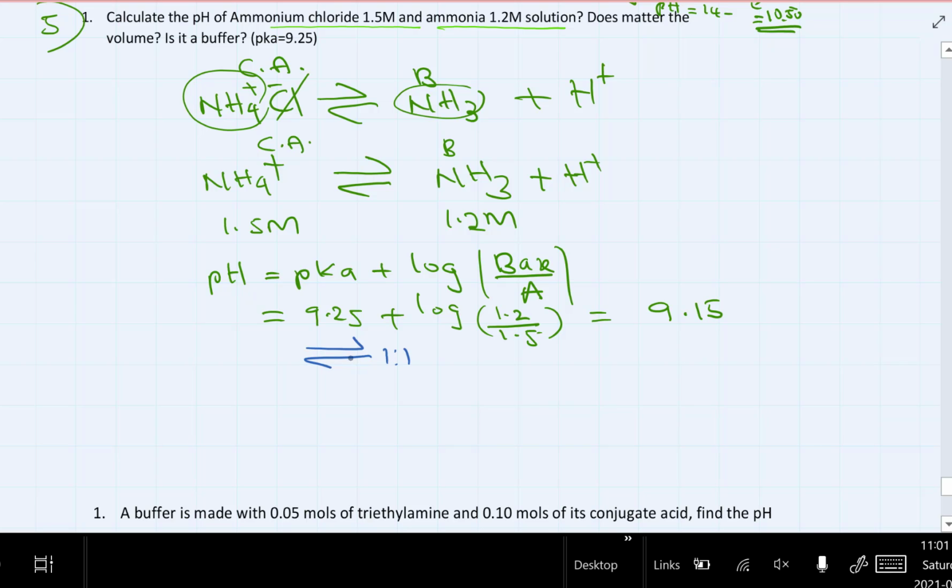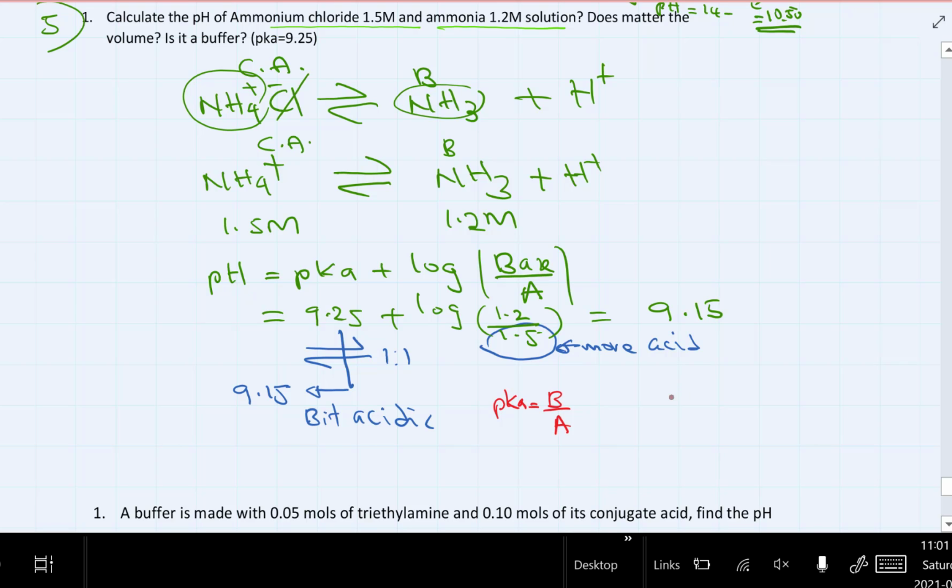Now look at this magic. 9.25 is when it is one on one of the two components, 1 to 1, that will be at equilibrium. That is the pKa. Now we have 9.15, which is a little less or towards the zero side, and that's a bit acidic. We can prove it because you look at the acid molarity is higher than the base molarity of the buffer solution. So that's how you justify your answer.